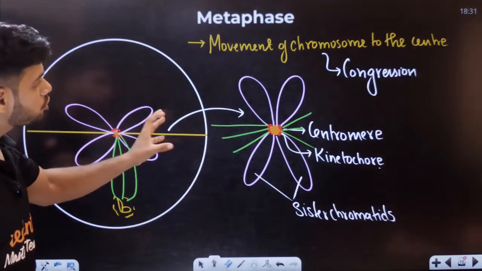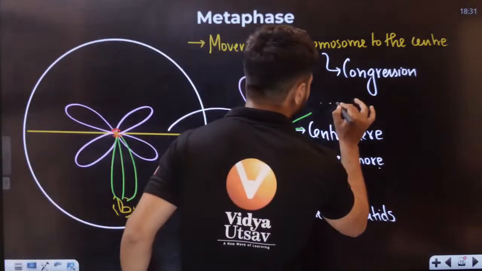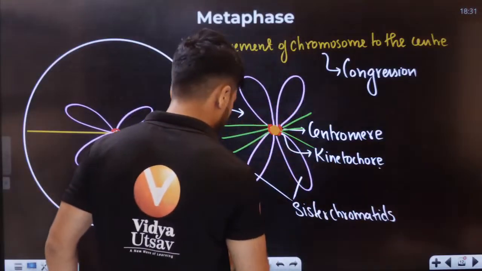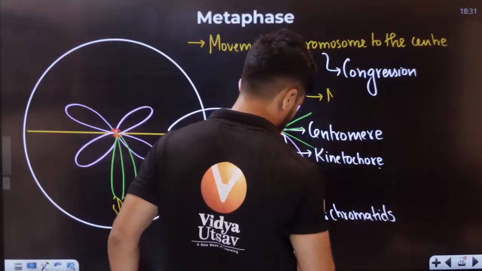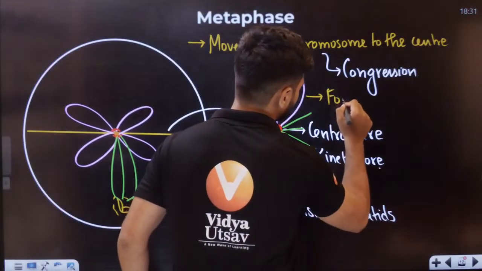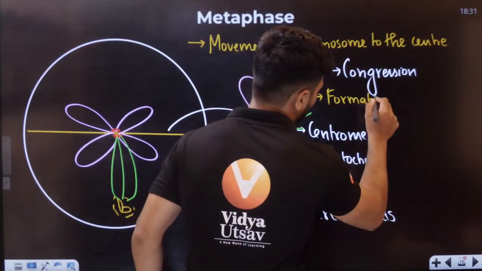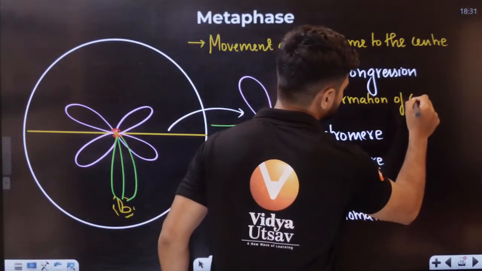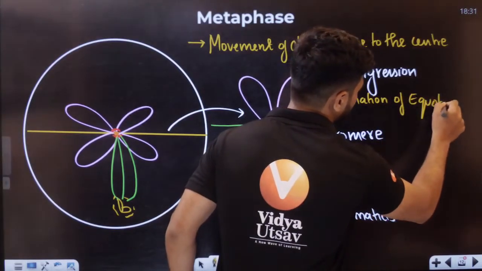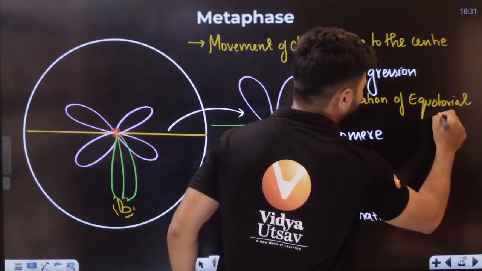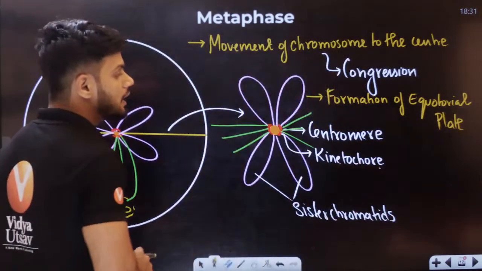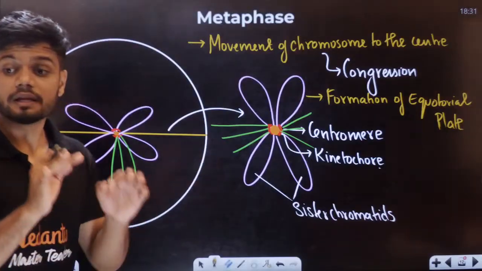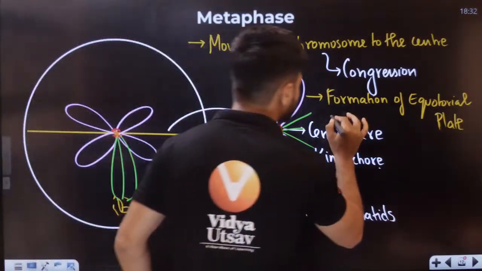Here there is a formation of the equatorial plate, or metaphasic plate, whatever you call it. Okay, metaphase. Now here, students, the chromosomes are fully condensed right now. Chromosomes are fully condensed.